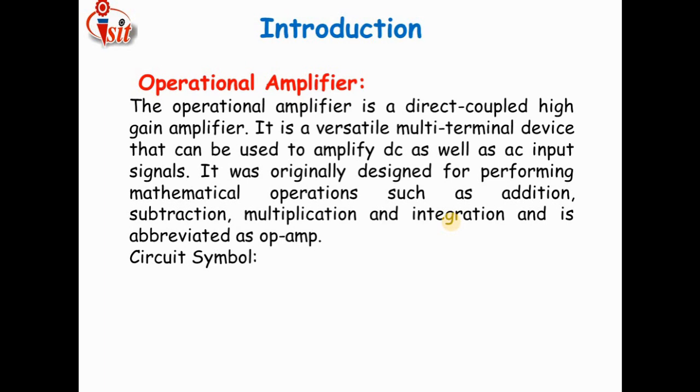What is an operational amplifier? An operational amplifier is a direct coupled high gain amplifier. It is a versatile multi-terminal device that can be used to amplify DC as well as AC input signals. DC means direct current and AC means alternating current. The operational amplifier can deal with AC signals as well as DC signals, but frequently we use it in applications related to AC signals only. For that purpose, in every derivation or concept related to operational amplifiers, we are always dealing with AC signals.